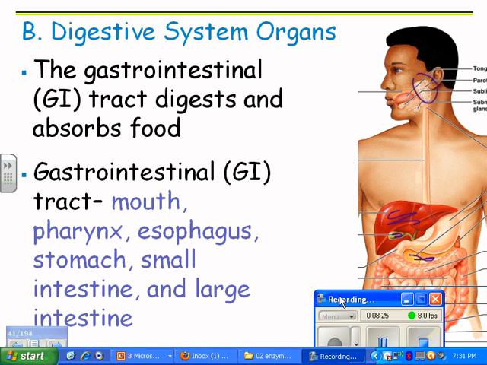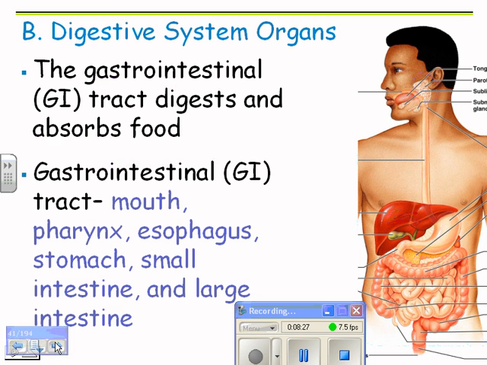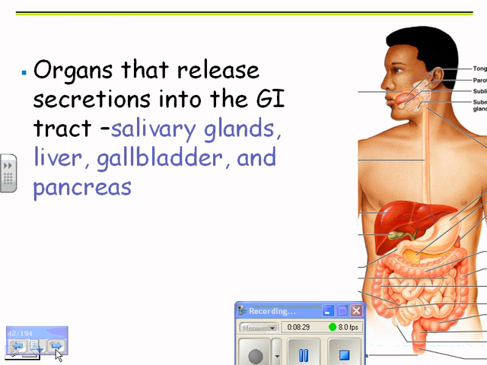Let's move this out of the way. So there are organs that help. They're called accessory organs. Organs that release secretions into the GI tract are the salivary glands, here, here, here. The gallbladder, which is this green one. I missed the liver, which is this pink one, the red one. And the pancreas, which is shown here in yellow. Lots of people have the gallbladder taken out and do just fine, but you definitely need your liver and your pancreas.